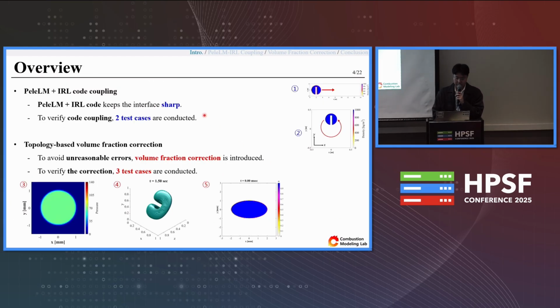In today's presentation, I'm going to talk about the PeleLM plus IRL code coupling. This PeleLM plus IRL code keeps the interface sharp. To verify this code coupling, I do two test cases like this. I also want to introduce a topology-based volume fraction correction, which I use to avoid unreasonable errors. To verify the correction, three test cases are conducted.